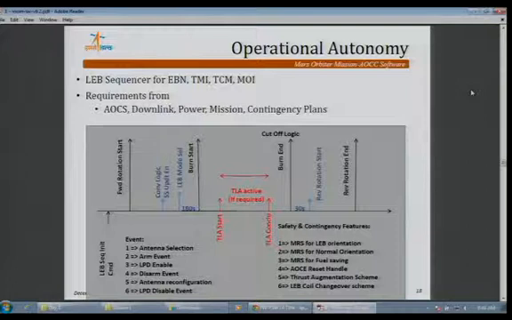Another major operational autonomy system is the LEB sequencer, which has been addressed for Earth-bound maneuvers, trans-Mars injection, target control maneuvers, and Mars orbit insertion operations. The requirements are for the AOCS purpose and the downlink, the TWTA and power mission aspects, and the contingency plan in case of any eventuality. All these have been addressed in the operational autonomy. Even to carry out the rehearsal operations for the MOM, for these LEB operations, provisions have been made in the sequencer. Next slide.